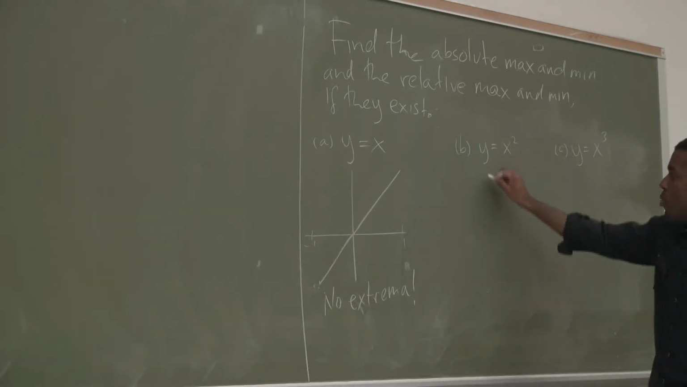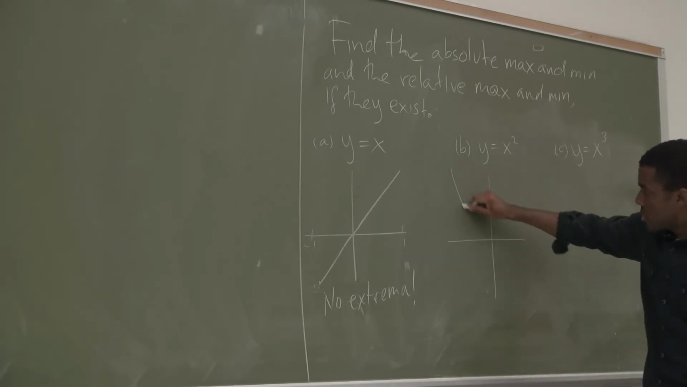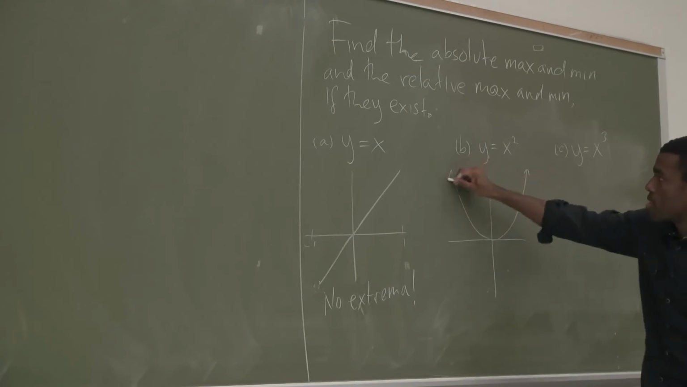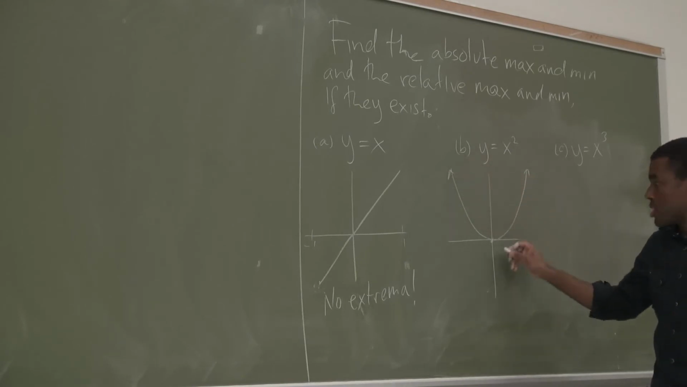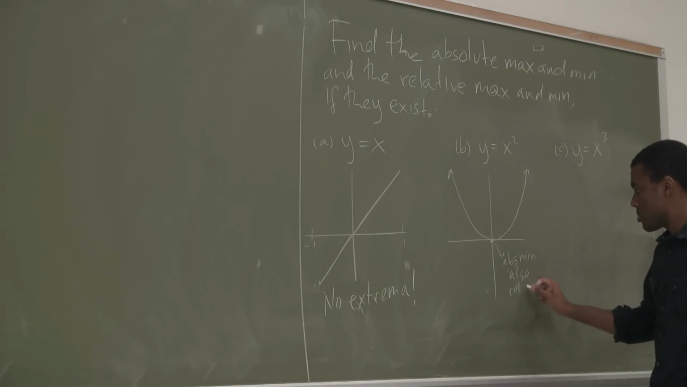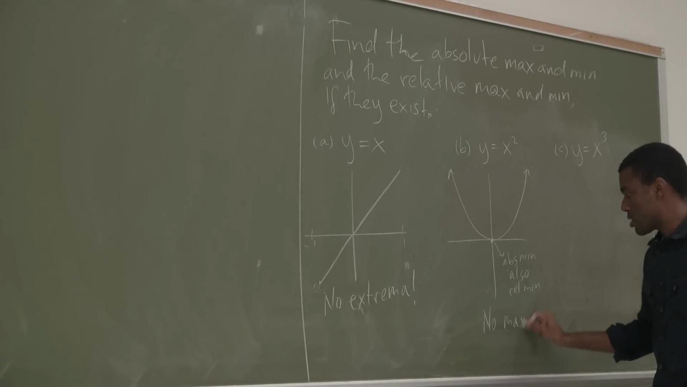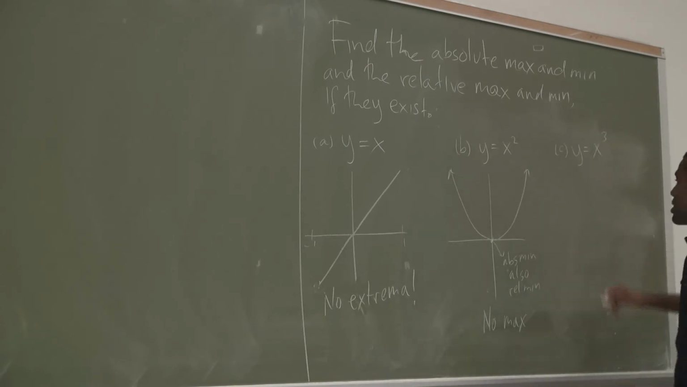Okay. What about y equals x squared? We just have absolute. This guy goes up forever, but there's a point where it gets the lowest. This is the absolute minimum. It's also a relative minimum. No max, right? Because it keeps getting higher. What about x cubed? None, right? Again, it keeps getting lower and higher. You can't put a limit on it. No extrema.